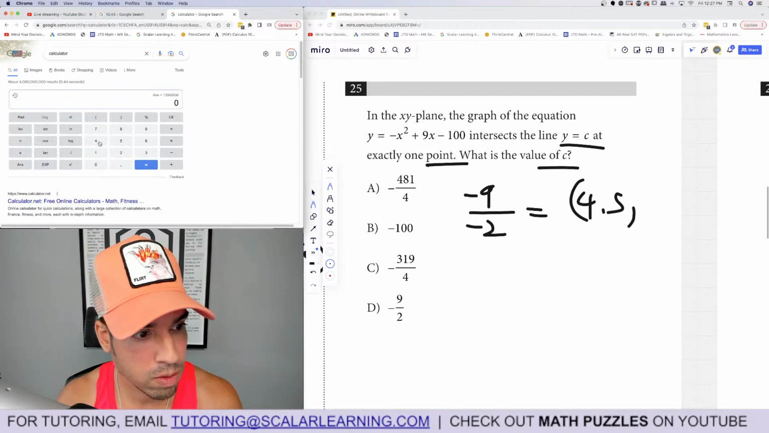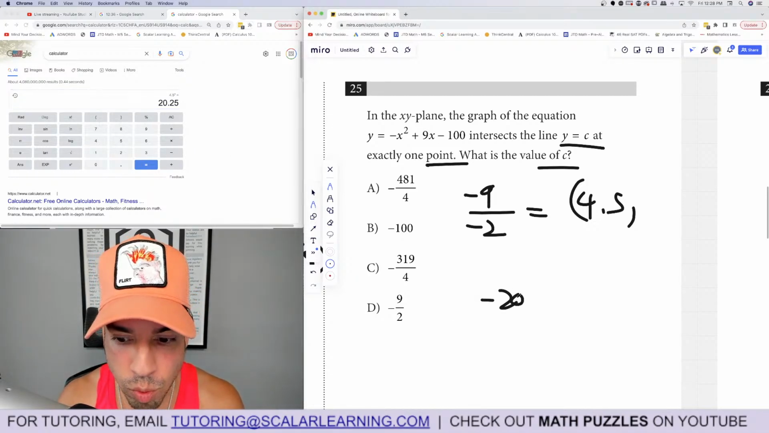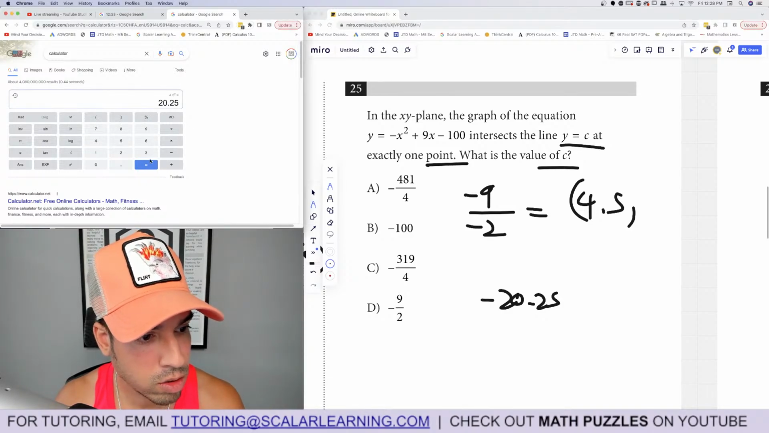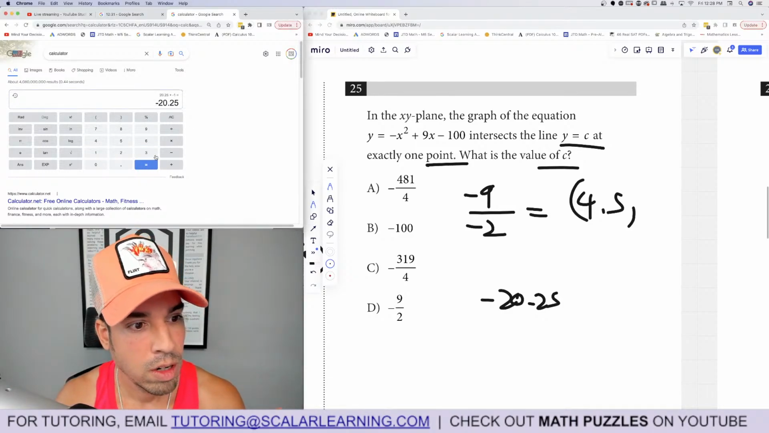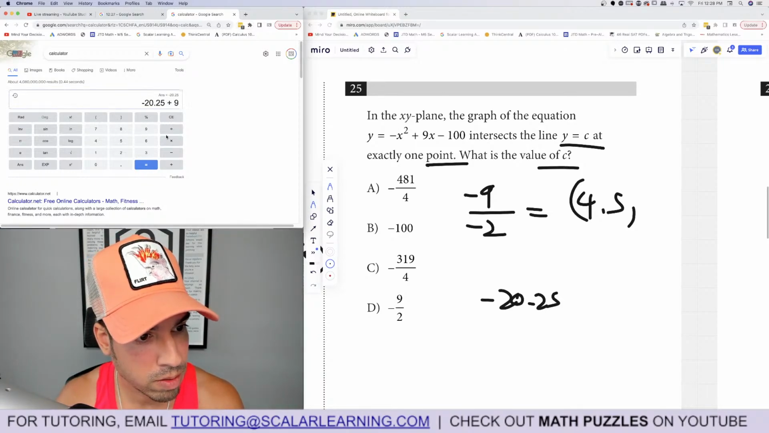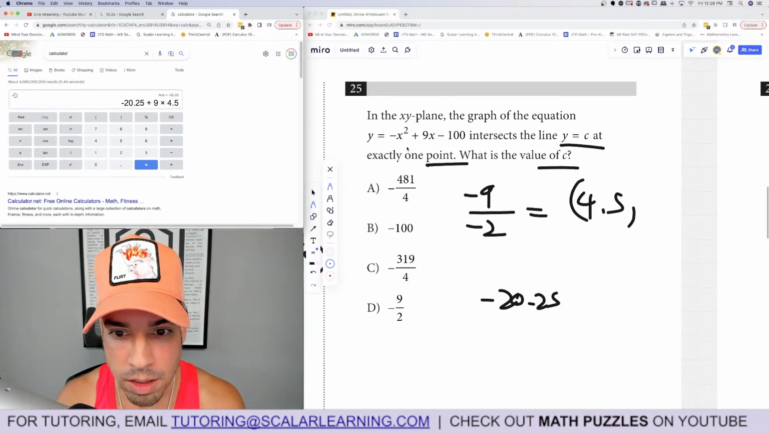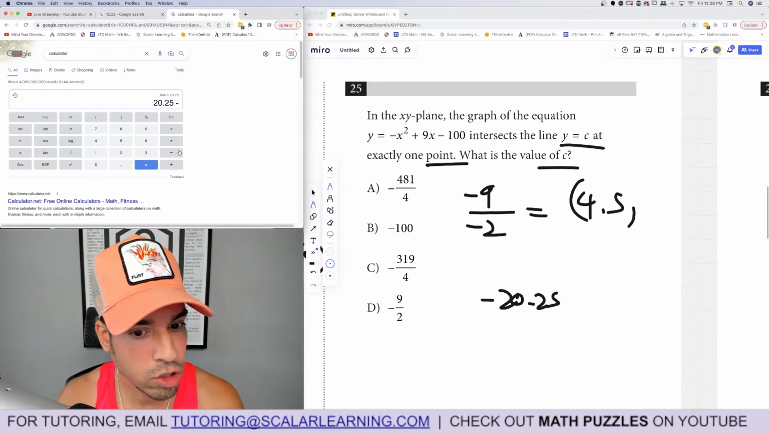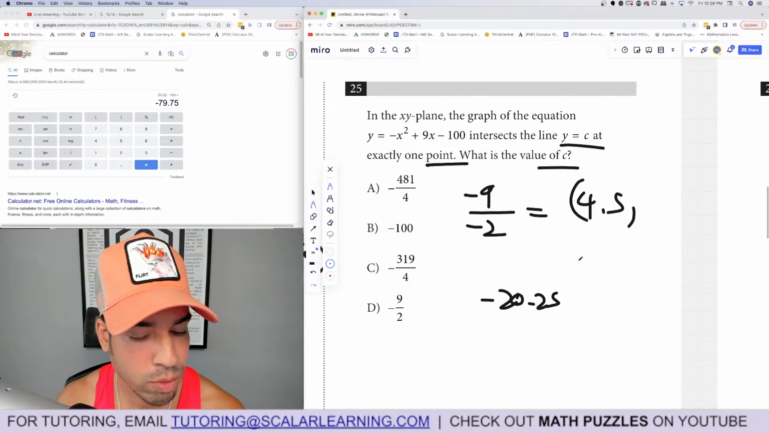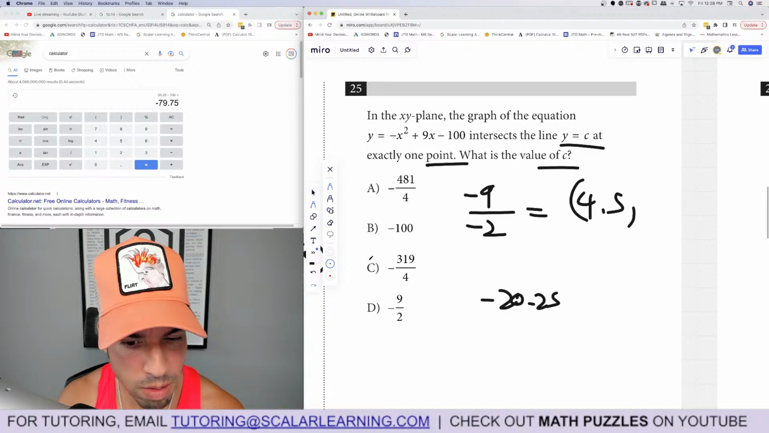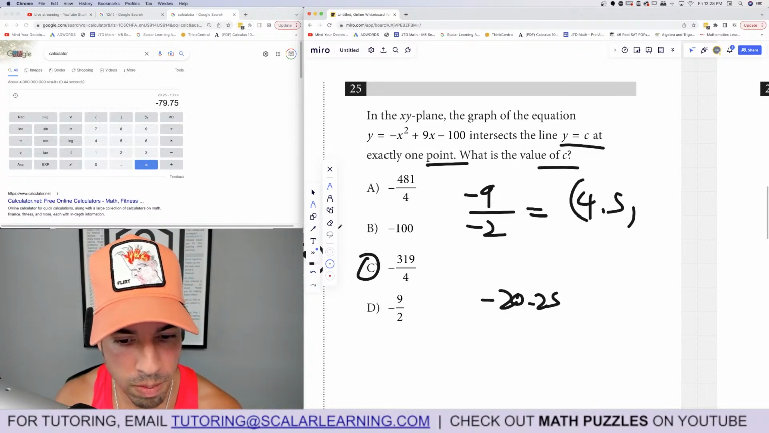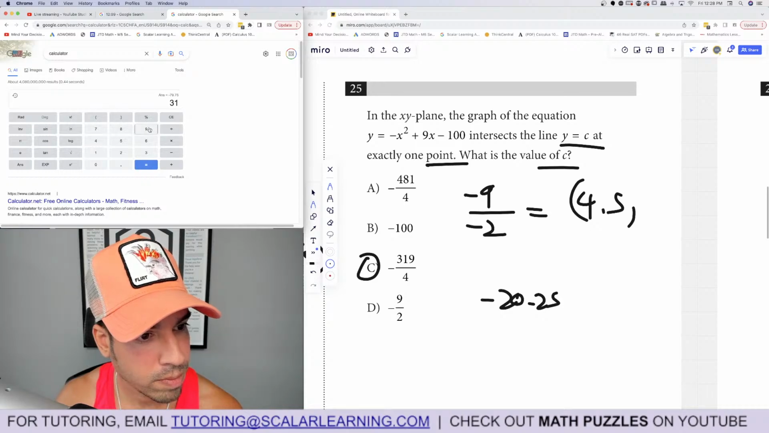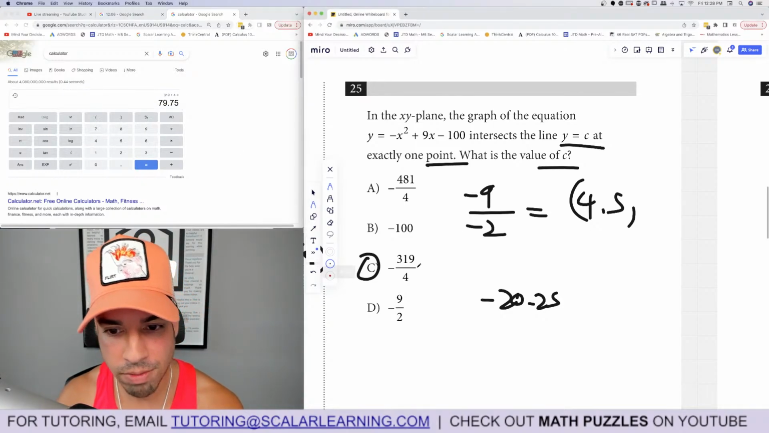So we got 4.5 squared with a negative, that's negative 20.25. Then plus 9 times 4.5. I'm just doing it piece by piece. And then minus 100. And there we go, negative 79.75, which is probably c. But let's double check that. Yep, negative 79.75, and that's it.